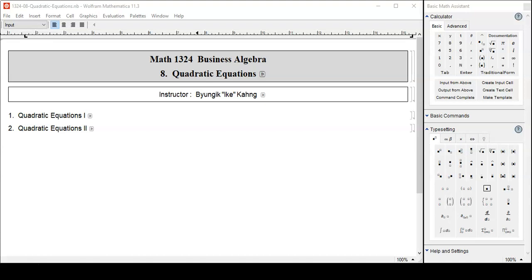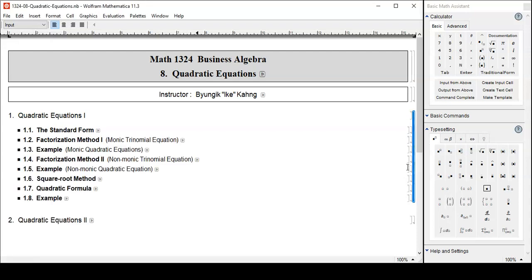Hello students, welcome back. Before moving on to the next method, let's review just one more example problem on the factorization method.